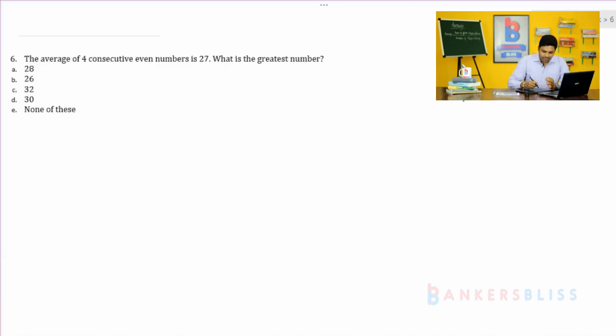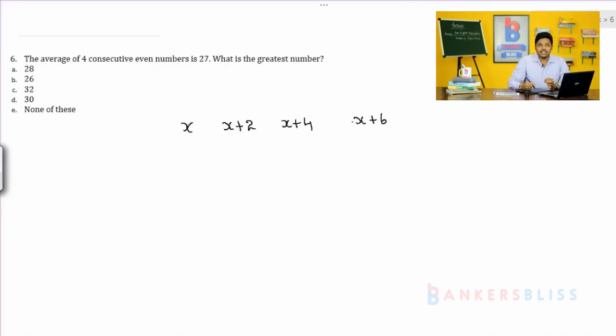So here if we consider the first even number as x, the next even number will be x plus 2, because there is a difference of 2 between two consecutive even numbers. For example, if the even number is 6, next even number will be 8. There is a difference of 2 between 8 and 6. So 4 consecutive even numbers: the first is x, the second is x plus 2, next is x plus 4, next is x plus 6. So 4 consecutive even numbers are here.